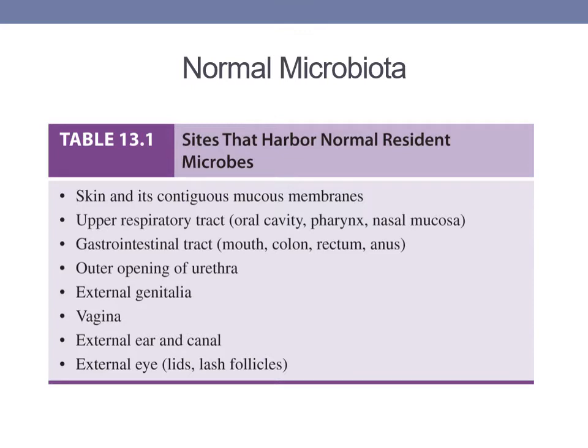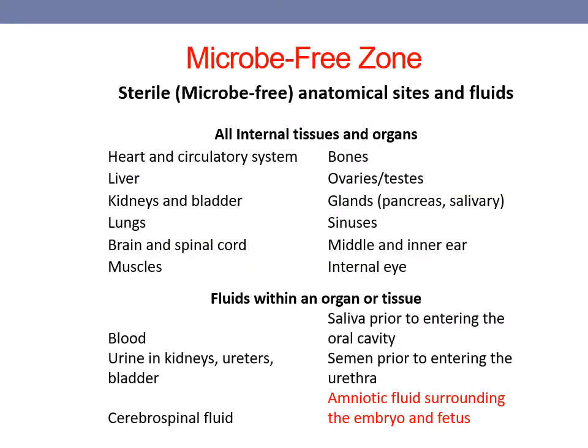Recall that normal microbiota are those that live in us and on us. They are normal residents of our bodies. This table lists some of the sites that harbor normal microbiota. You should be familiar with these. You should also be aware that sites exposed to the outside, including the digestive tract, are non-sterile and contain normal microbiota and are sites where pathogens may try to gain entry to infect the body. All other places, as well as the fluids contained within, should remain sterile.